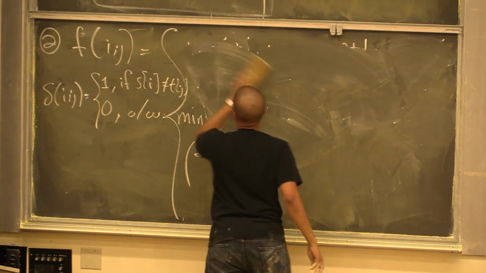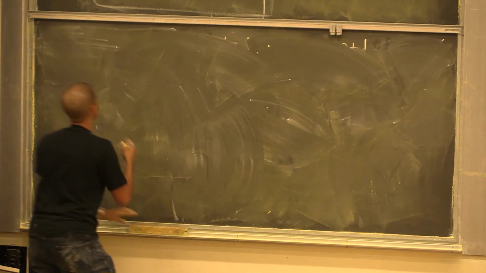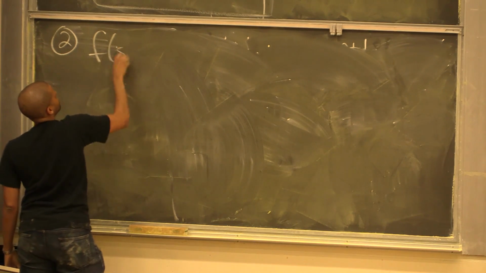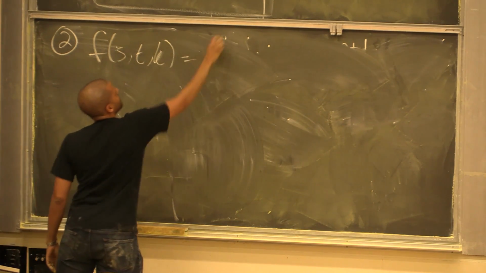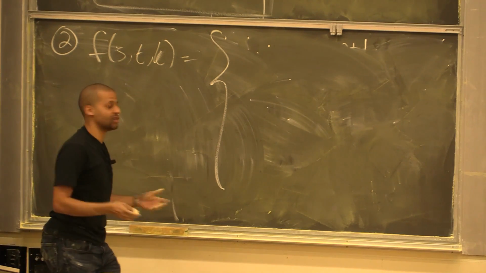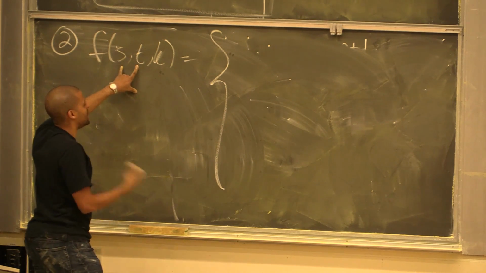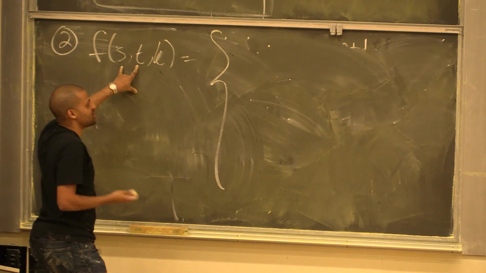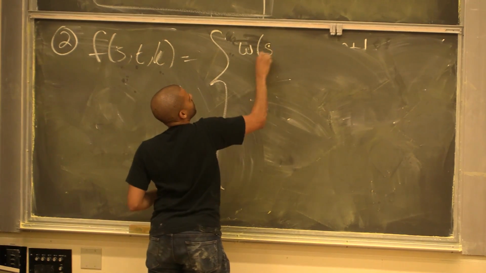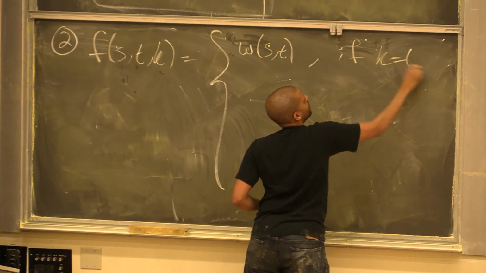And then I can write down a recurrence relation, which is that f of s, t, k, the base case is again k is equal to 0, which means I'm not allowed to have any intermediate vertices. And if k is equal to 0, I have to get from s to t without any intermediate vertices. So that's just the length of the edge from s to t. So that's the weight from s to t if k is equal to 0.